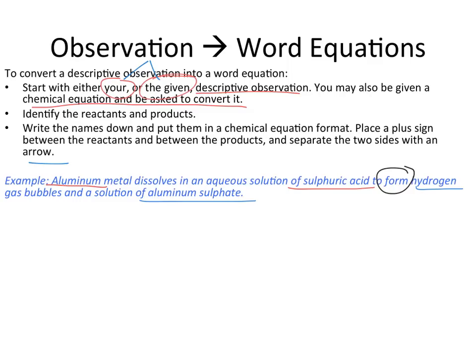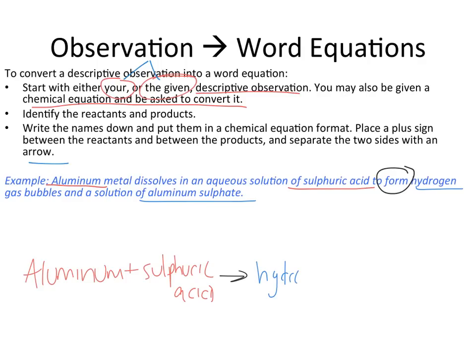So if we put this together, we have our aluminum, so aluminum plus our sulfuric acid. And this is going to be separated by an arrow. And here we have hydrogen gas. We have, well, it's just simply hydrogen plus aluminum sulfate. And that is our word equation.